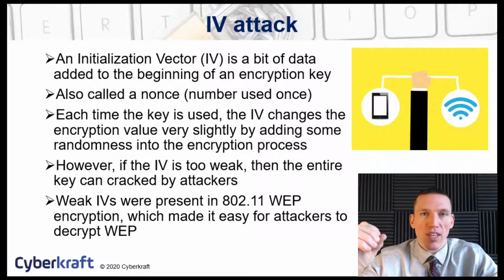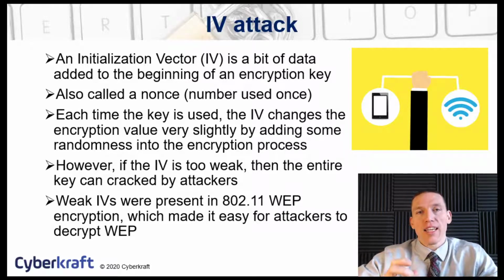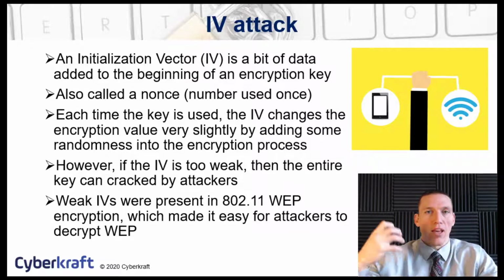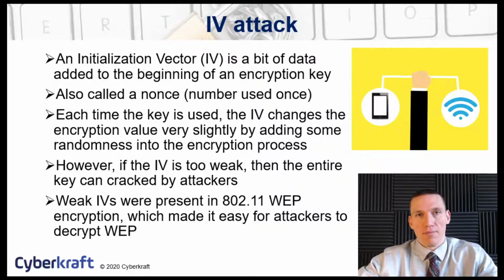However, if you have an IV that's too small or too weak, attackers can take advantage of this and find IVs that are the same for two different keys and then do what's called a collision attack to gain access to encrypted data with the use of a key that's very similar. So they would pass off a similar key or identical key with an identical initialization vector as a key for data that is encrypted that they don't have access to.